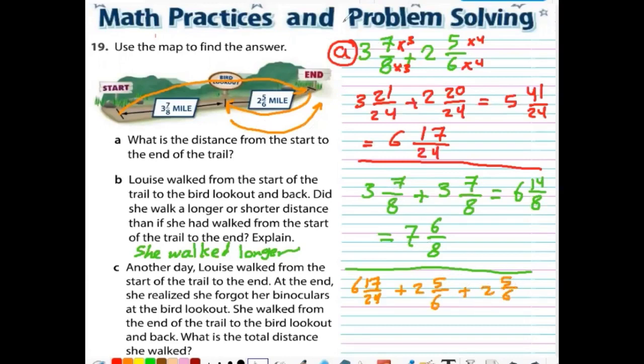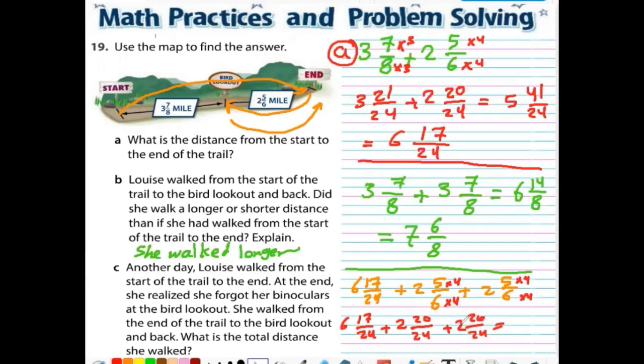Now I need a common denominator to solve. What should I do? I'm going to multiply by 4, and here by 4. Don't forget to multiply up as well. Now it's 6 and 17 over 24 plus 2 and 5 times 4 is 20 over 24, and the last one that I have is 2 and 20 over 24.